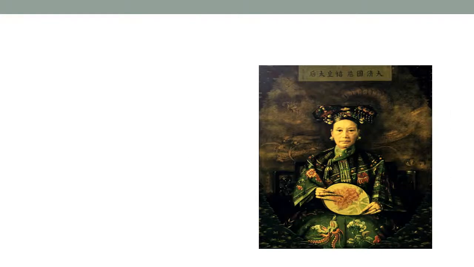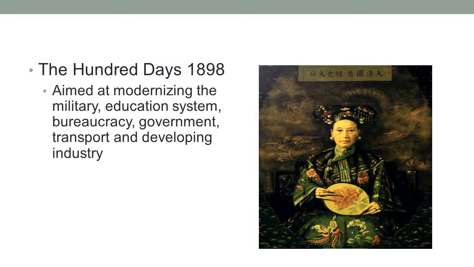On the right, again, we have another image of the Dowager Empress Cixi. And one of the things that happens in response to this imperialism is called the 100 Days in 1898. And this was an attempt at modernizing China. First, and this was supposed to be sort of comprehensive.